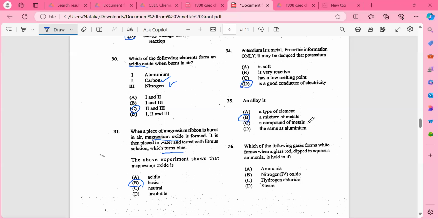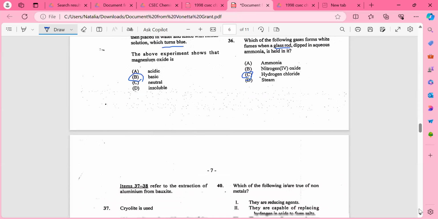The alloy is a mixture of metal. Which of the following gases form white fumes when dipped in glass rod? So white fumes is a reaction of HCl gas and ammonia gas when dipped in aqueous ammonia. So our answer is going to be hydrogen chloride, sorry, because it forms ammonium chloride. So this white fumes is ammonium chloride.